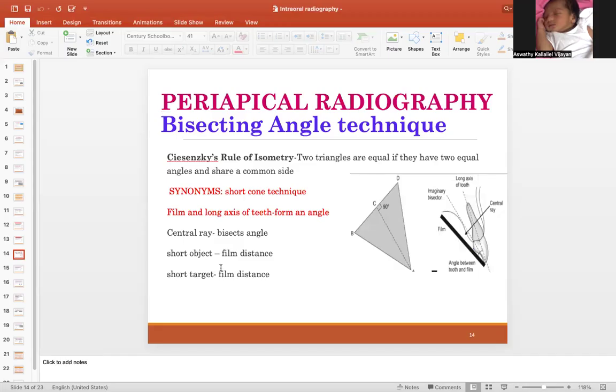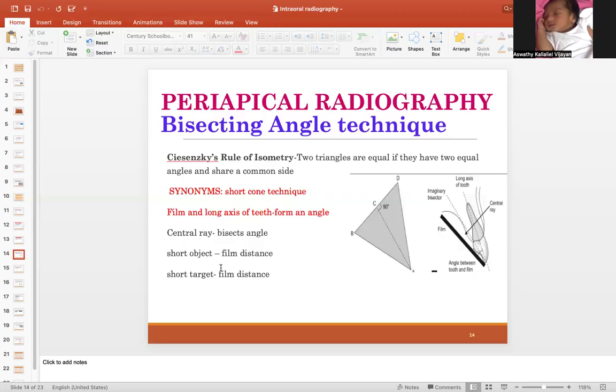Coming to the second most common technique in periapical radiography, that is the bisecting angle technique. Here we follow Cieszynski's rule of isometry. The rule suggests that two triangles are equal if they have two equal angles and share a common side. The synonym is short cone technique.